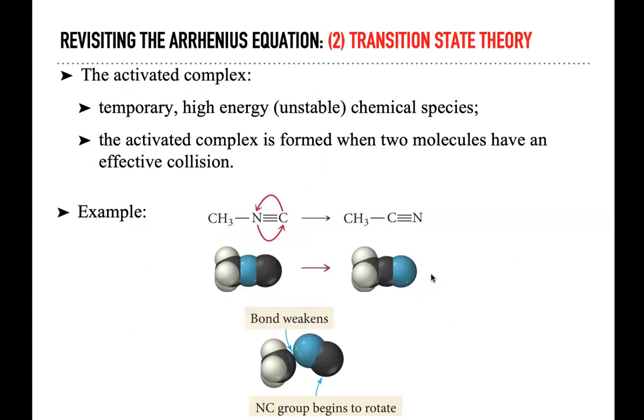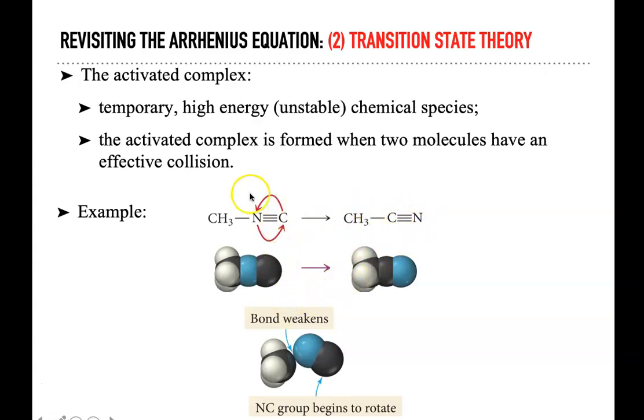The second theory is called transition state theory. When two molecules collide with each other, an activated complex is temporarily formed, which is unstable and quickly disintegrates into the products. This activated complex forms when two molecules have an effective collision. For example, let's think about this reaction. CH3 and CN react with each other, colliding, and forming CH3CN. So methyl cyanide is formed.